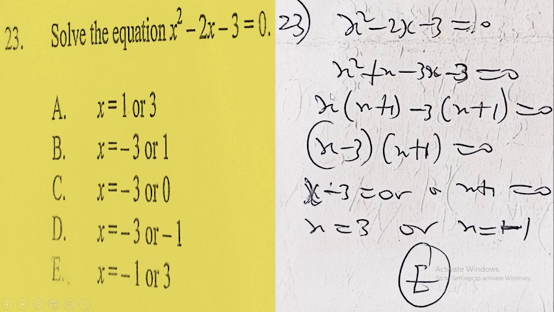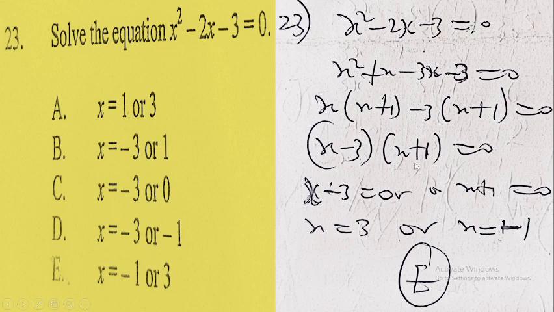x is common to this. You have x into x plus 1. Minus 3 is common to this. You have minus 3 into x plus 1 is equal to 0. So you can see that the two brackets are the same thing. That means we have x minus 3 into x plus 1 equals to 0.